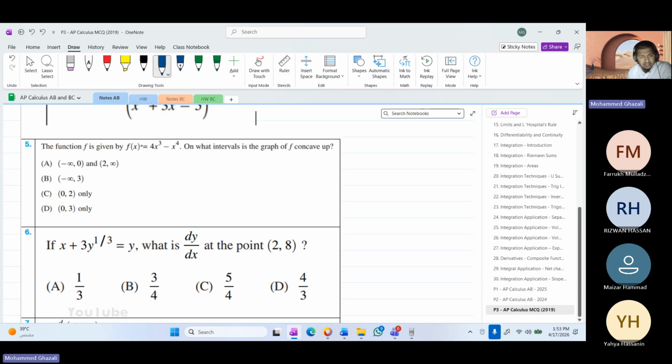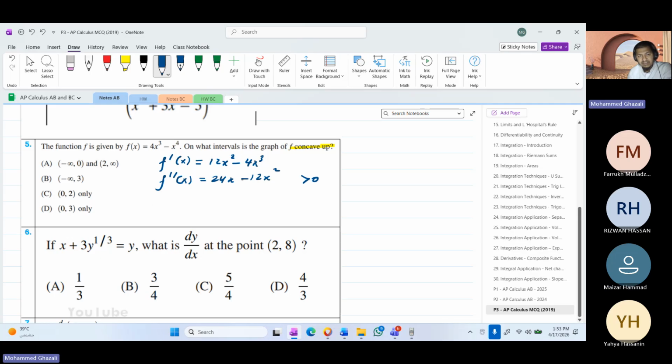The function f is given by this, right? On what intervals is the graph concave up? What does concave up mean? That the double derivative must be positive, right? So let's find f prime x. What's f prime x? 12x squared minus 4x cubed. What's f double prime? 24x minus 12x squared.